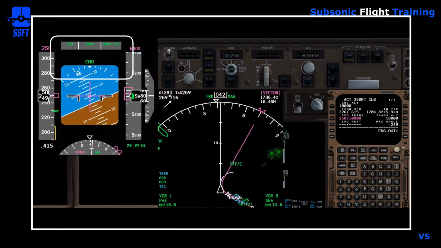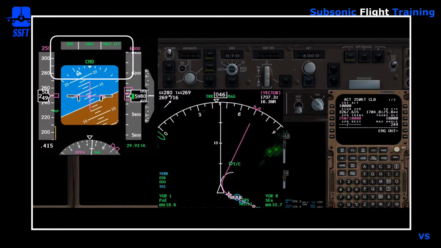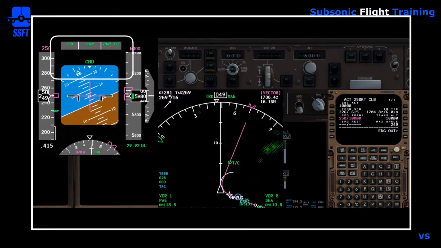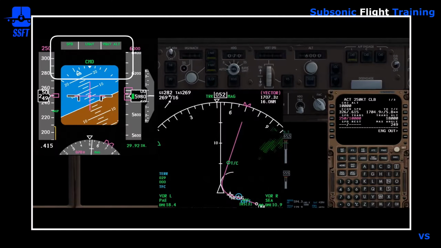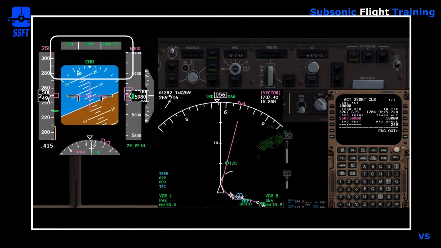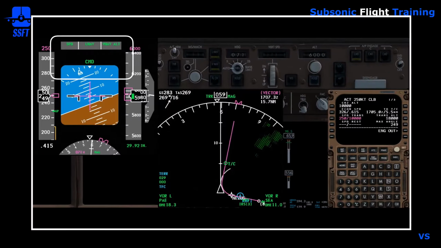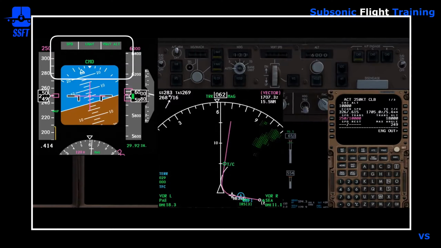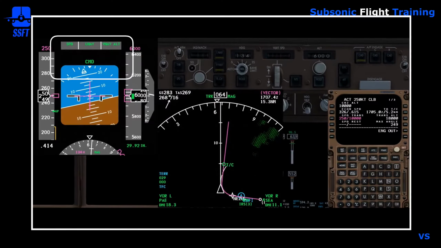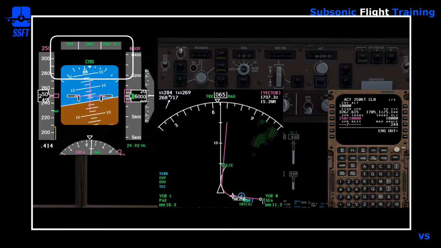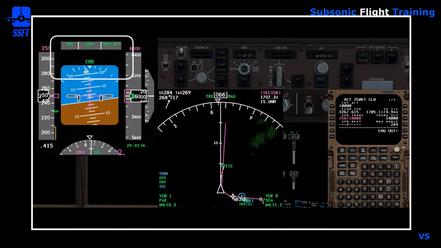And so we'll take the heading bug and we'll spin it to 120. And then we'll go into heading select. When we do that, we'll see the FMA change from LNAV to heading select. Here goes the heading bug to 120. And then we need to change the mode from LNAV, so we'll push heading select.